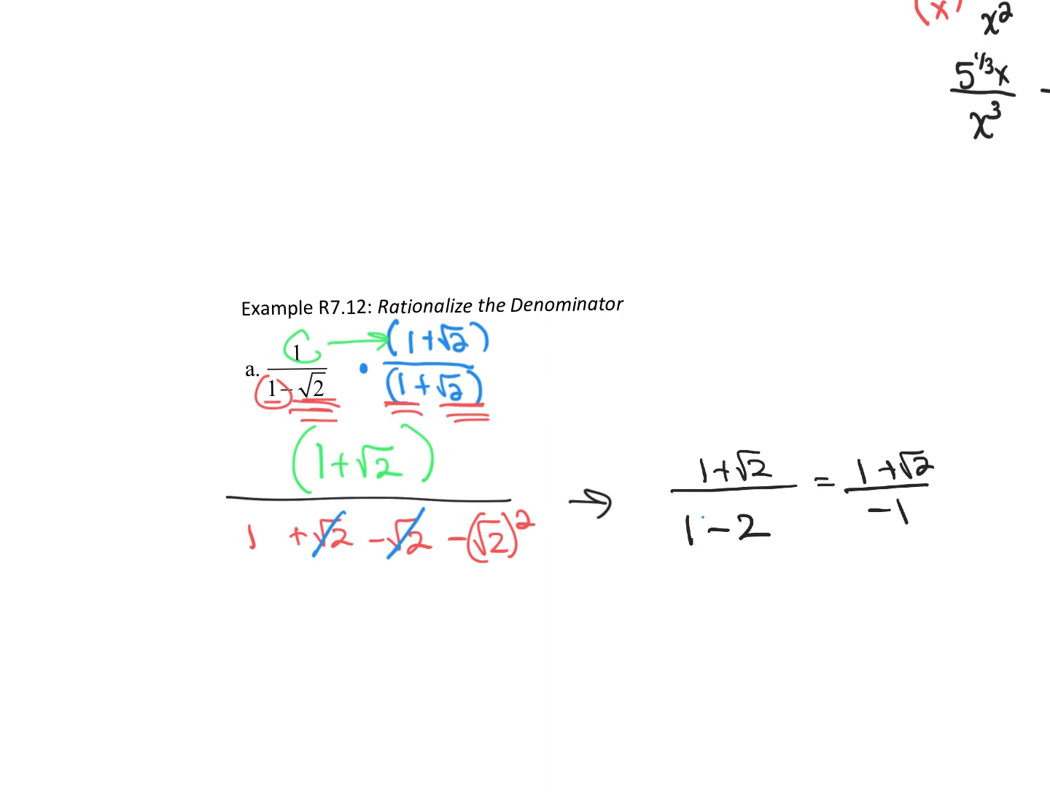I'm going to divide both pieces in the top by a negative 1. So 1 divided by negative 1 is negative 1. Root 2 divided by negative 1 is negative root 2.